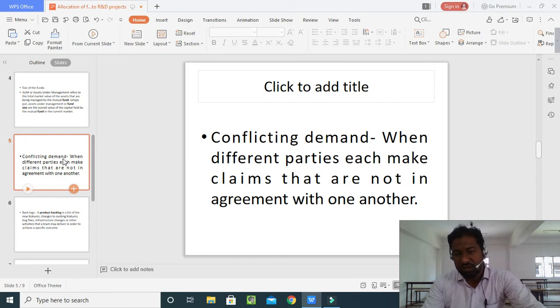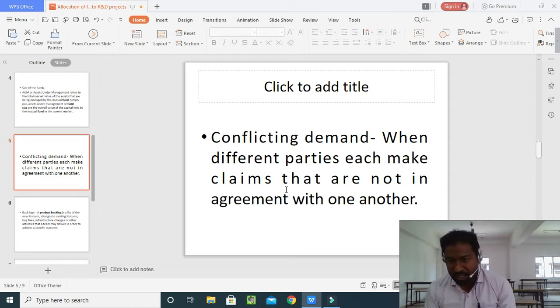Now what is happening? Conflicting demands will be there when different parties each make claims that are not in agreement with one another. When we are starting the size fund, conflicts may arise. Why? Because different parties, either different persons or organizations, each make claims that are not in agreement with one another.